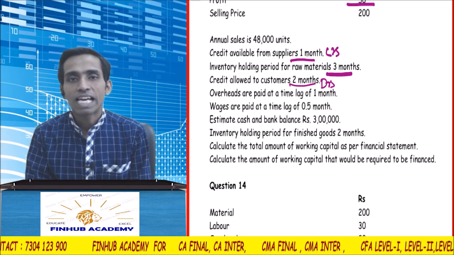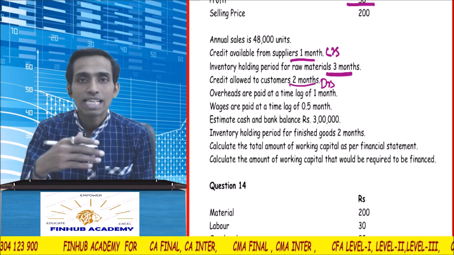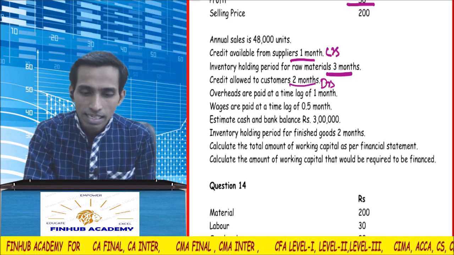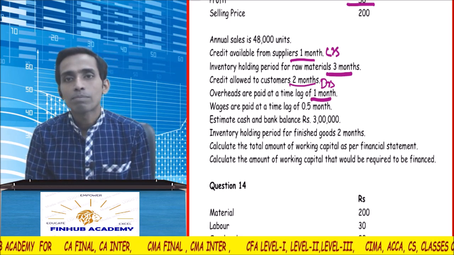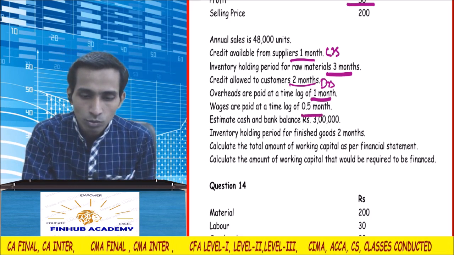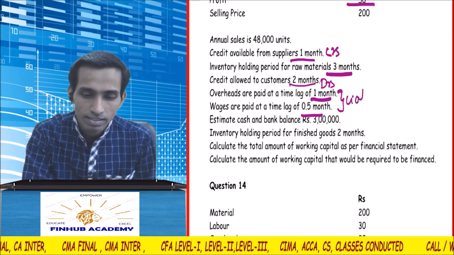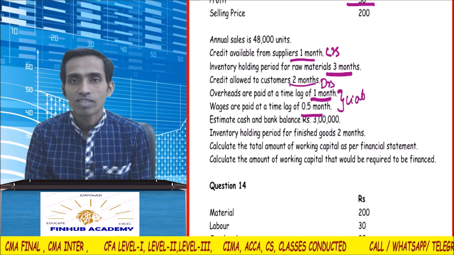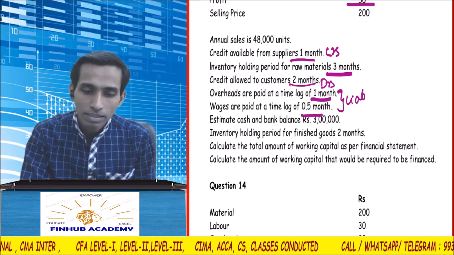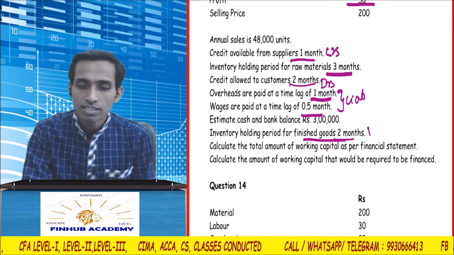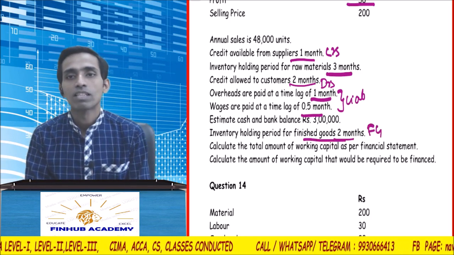Overheads are paid at a time lag of 1 month, meaning outstanding expense. Wages are paid at a time lag of 0.5 month, meaning outstanding. Please understand, this is a liability. Cash and bank balance is estimated to be 3 lakhs. Inventory holding period of 2 months is for finished goods.